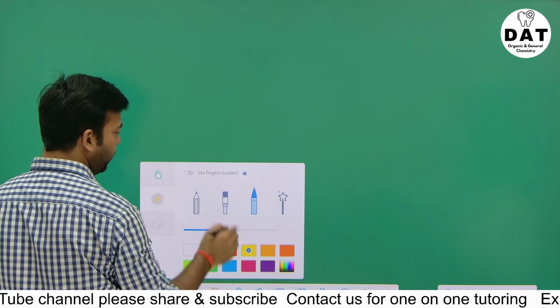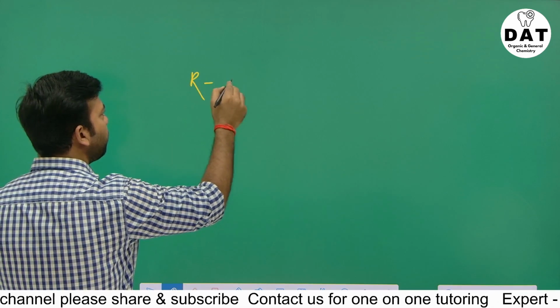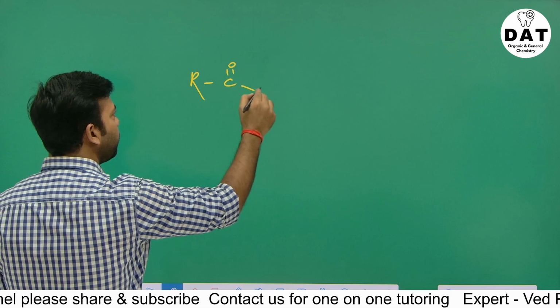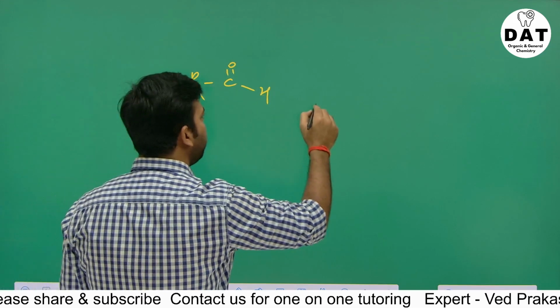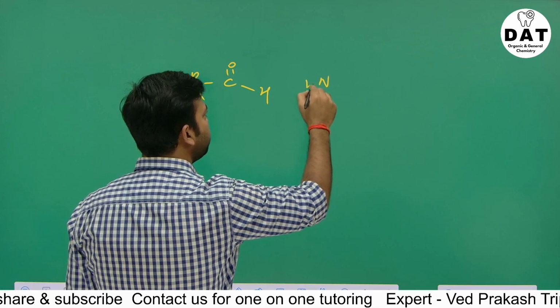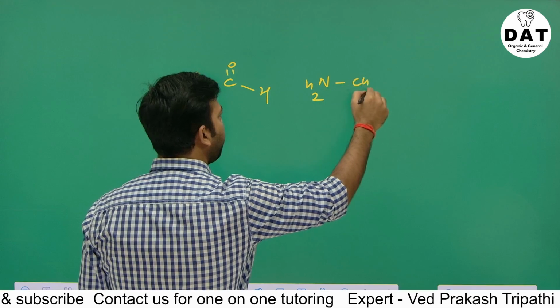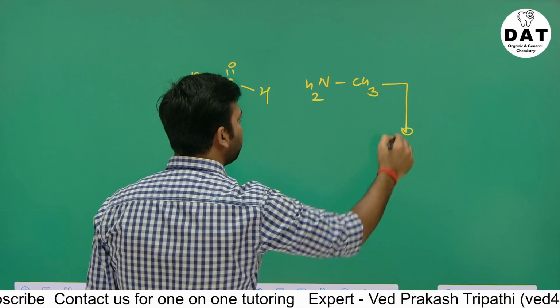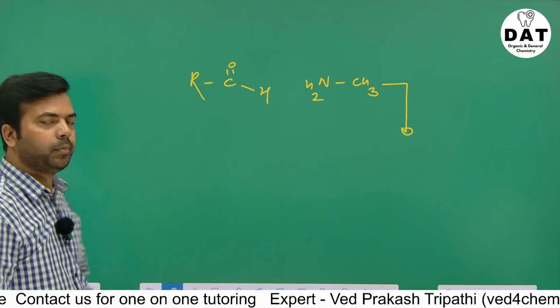Suppose we have this aldehyde and we have this primary amine. What should be the product? Do you know what is primary and secondary amine?